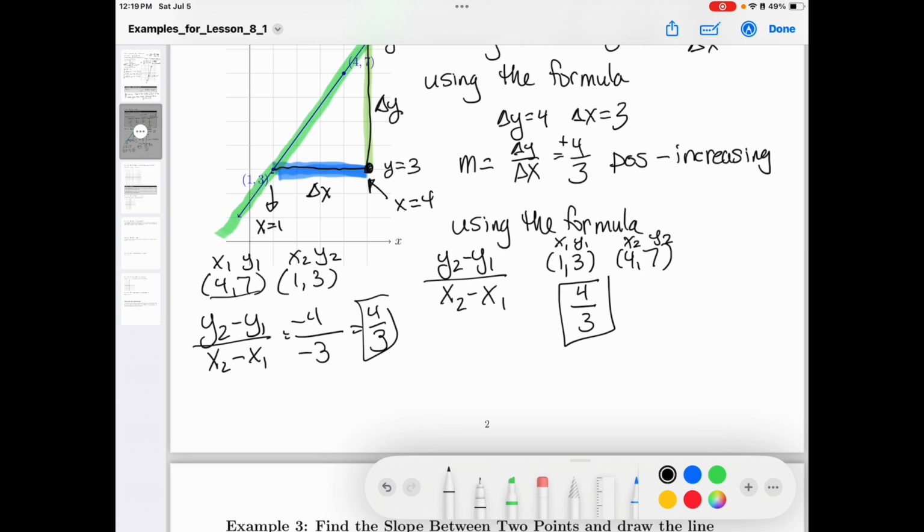So it doesn't matter which point you label as 1 and 2 as long as you're consistent. If you call this 1 x2, then this 3 has to be y2. You can't mix the 1s and the 2s, but as long as you're consistent with that, your answer will be the same.